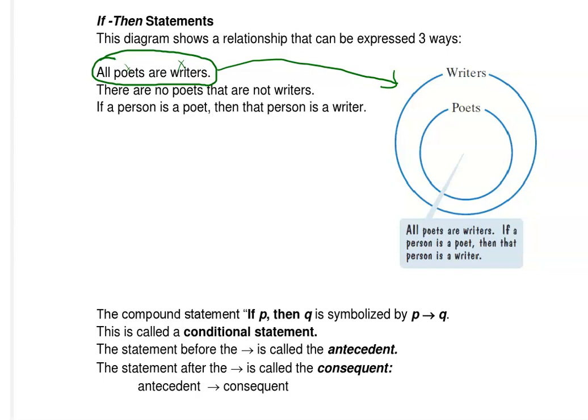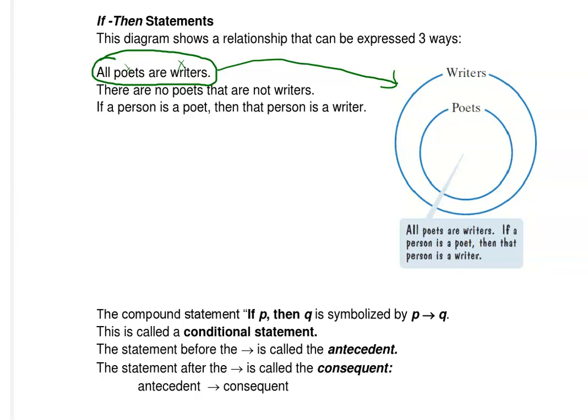Anyways, we could also say the same thing, and we talked about this in 3.1 as well. There are no poets that are not writers. We could say that, and it means the same thing. It just means all poets are writers. I just don't like it because it's the double negative. Hopefully we don't see that one too much.